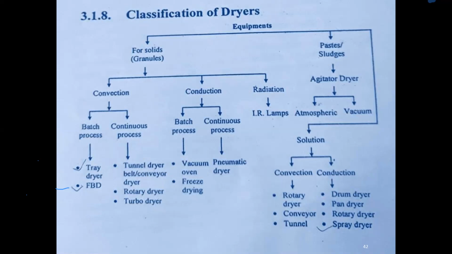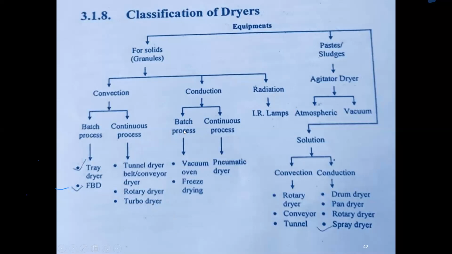So the process is continuous. We pass the material inside the dryer, and after some time the dried material goes outside. No handling is essential. You just feed the material, and after drying it goes outside. So this is called a continuous process. The tunnel dryer is also called a belt dryer or conveyor dryer. Rotary dryers are there, which are the largest size. Then turbo dryers are there.